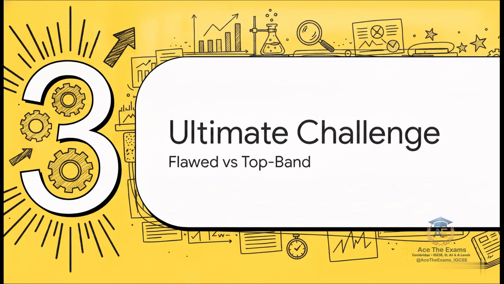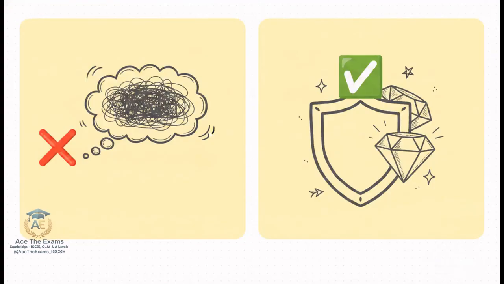Section 3, Your Ultimate Exam Challenge. Flawed versus top band. Let's put your new framework to the ultimate test on a complex, high-mark, practical investigation question. Let's do a quick pause and predict moment. On the left, we've got your typical flawed student answer. Pressure goes up when area is small. Results look okay. It's vague, it's conversational, it's weak.